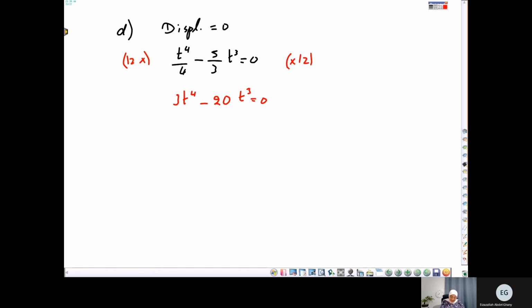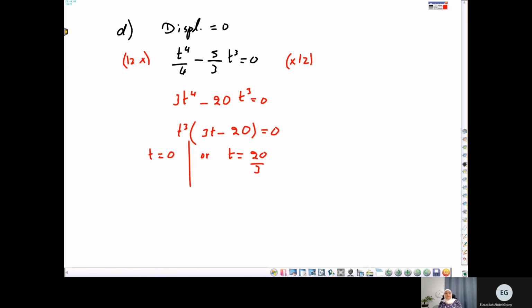So we can take out t cubed. We take out t of least power as the common factor. So here 3t minus 20 is equal to 0. I have two solutions. Either t cubed equals 0, which means t equals 0, or t equals 20 over 3.